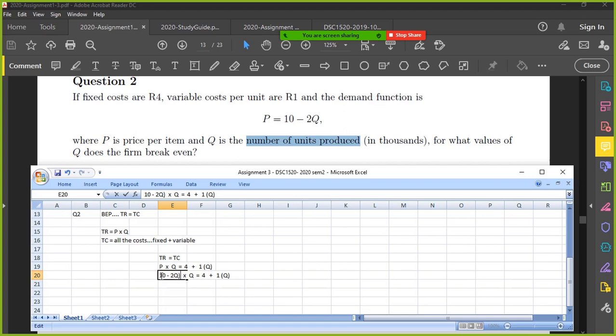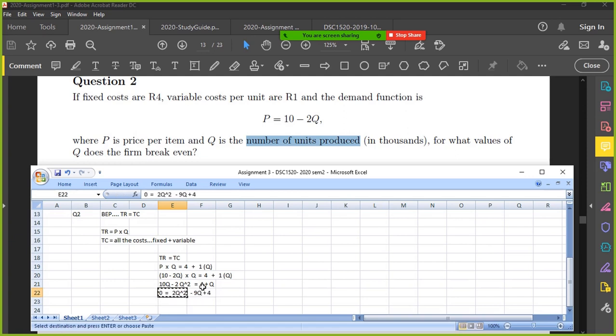Close brackets. All right, multiply out: 10Q minus 2Q squared equals 4 plus Q. Is the arithmetic okay? Happy with that? You need to make this equal 0 because you've got Q squared and Q, so you'll have a trinomial. I'm going to take everything to the right. I'm going to have 0 equals 2Q squared, plus Q minus 10Q is minus 9Q, plus 4. That's what you've got there.